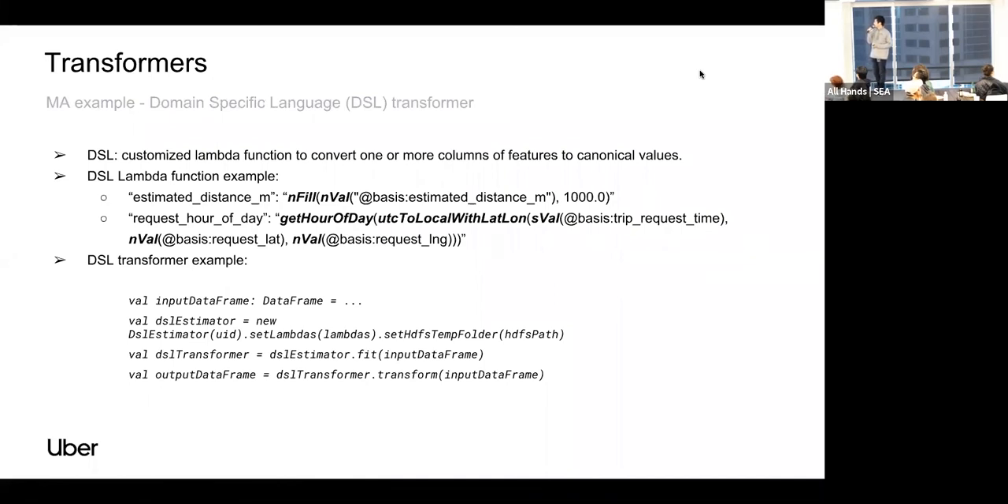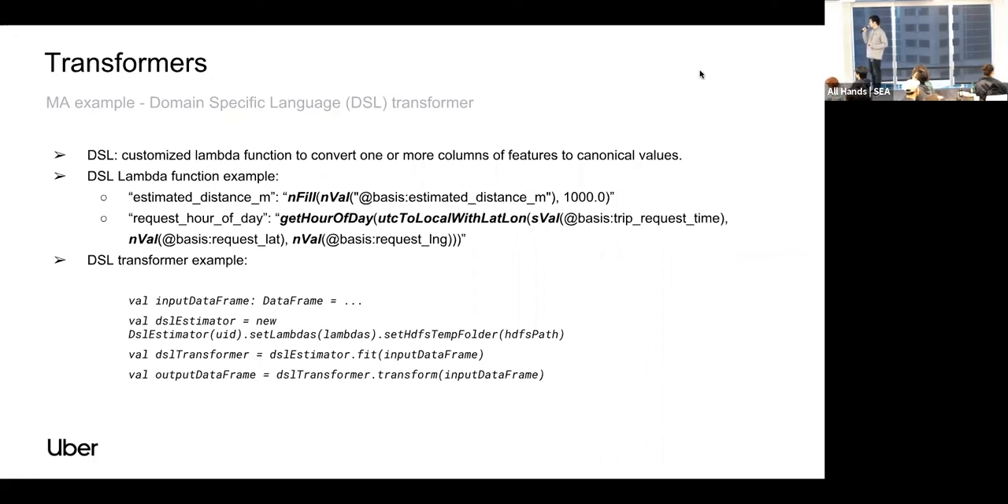Next is the domain-specific language transformer. Let me explain what the domain-specific language is. We call it DSL, and this is just a lambda function that can be specified by users to transform a column in the training data set to some canonical values. For example, if you look at the first example, estimated distance, this is just some distance values, but the value could be null, could be missing, right? So you have to convert it first to numeric values. That's why you apply the NVAL, which stands for numeric val, first, to convert it to numeric values.